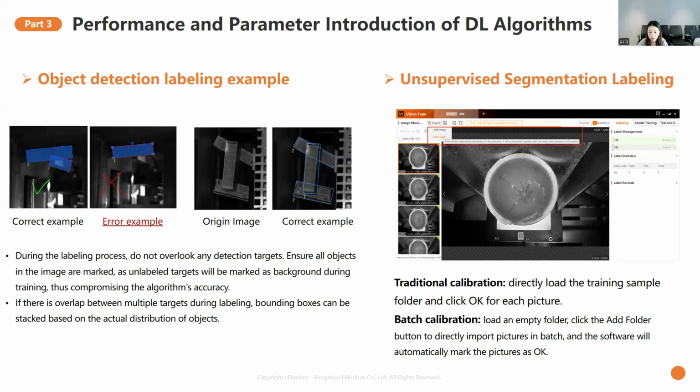Since the unsupervised segmentation algorithm will only train on the OK samples, the traditional method will just import the pictures and mark them as OK samples, and then repeat. With the sixth method, we can just do it in batch. We can load an active folder and then use an add folder button to directly import the pictures in batch. The vision train software will then automatically mark all of the samples as OK. So it is a more efficient way, and it will take less time to do the calibration.